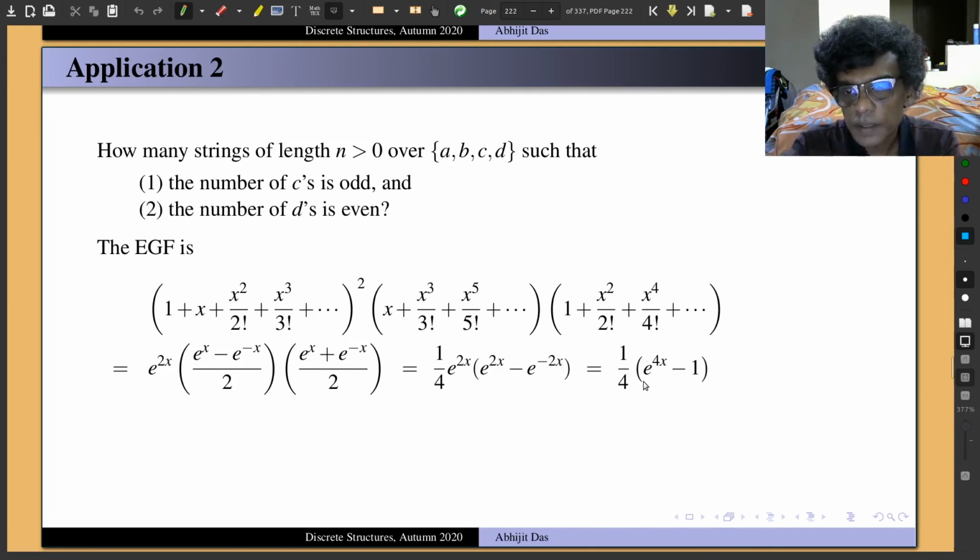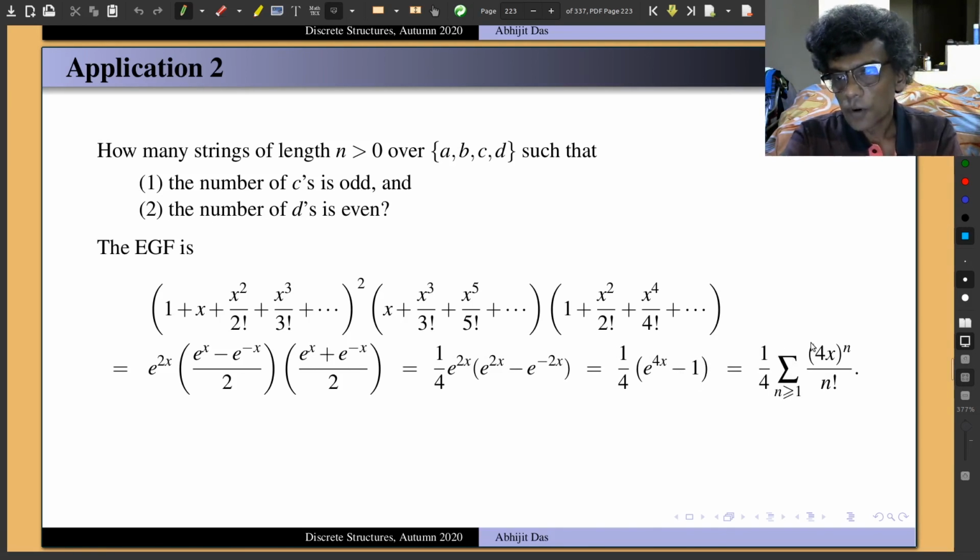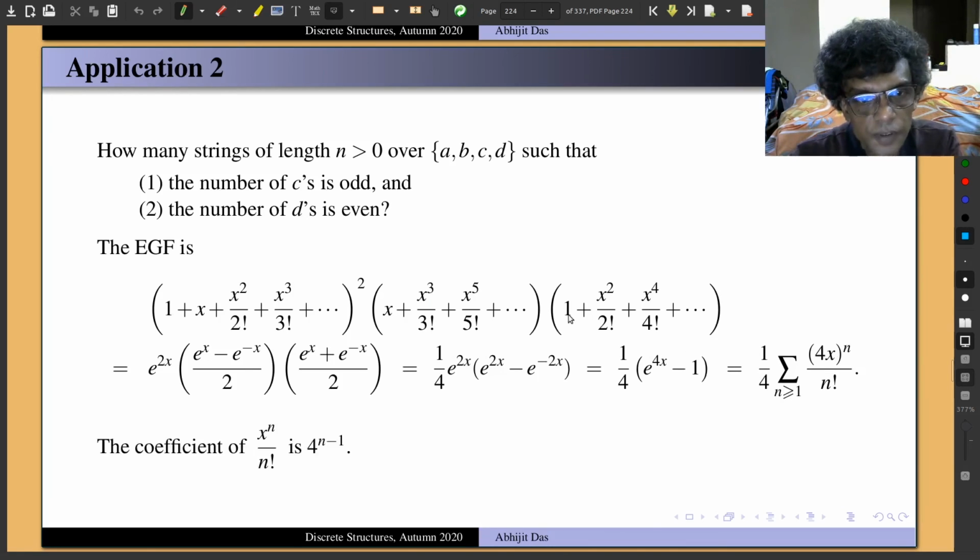And if I now expand this e to the power 4x, this will look like 1 over 4, (4x) to the power n over n factorial. But the first term will vanish, 1 minus 1. So this is valid for n greater than or equal to 1. Now if I look at the coefficient of x to the power n over n factorial, this number will be 1 over 4 times 4 to the power n. So the coefficient of x to the power n over n factorial is 4 to the power n minus 1. And this is precisely the number of these strings.